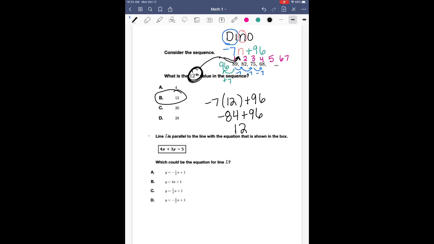All right, and it says line L is parallel to the line of the equation in the box. Which could be the line? We want one that's parallel to this equation. Well, we can't know what type of slope I have unless I solve. And once we know the slope, we want it to be parallel, which should be the same. So I have 4x plus 3y equals 5.